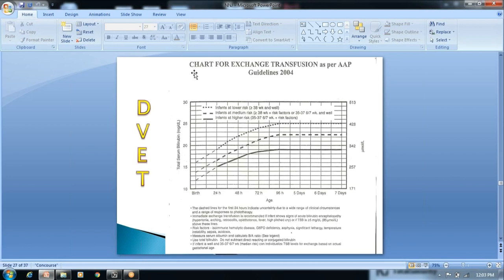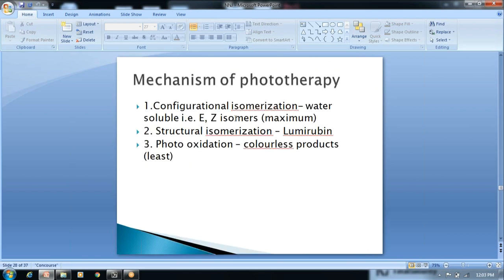So this is the graphic chart, the guidelines for the exchange transfusion. Again, mild, moderate and severe will be there. And DVT is nothing but the short form of double volume exchange transfusion. This is only the chart I am just showing.